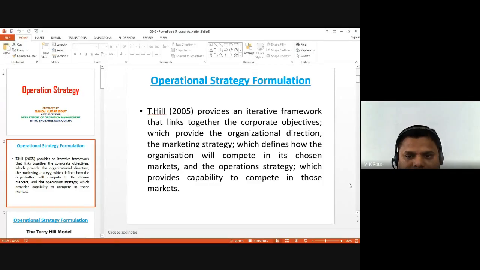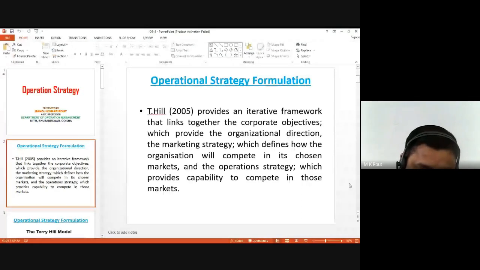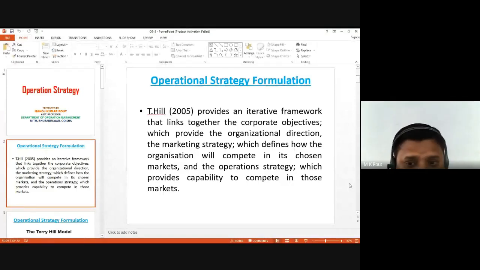In case of your operational strategy formulations, I will quickly go through this particular slide. In the year 2005, Terry Hill provides an iterative framework that links together your corporate objectives, marketing objectives, and operational objectives. Corporate objectives provide the organizational direction. Marketing strategy or marketing objectives define how the organization will compete in its chosen market. And the last one, the operational strategy, provides the capability to compete in those markets.